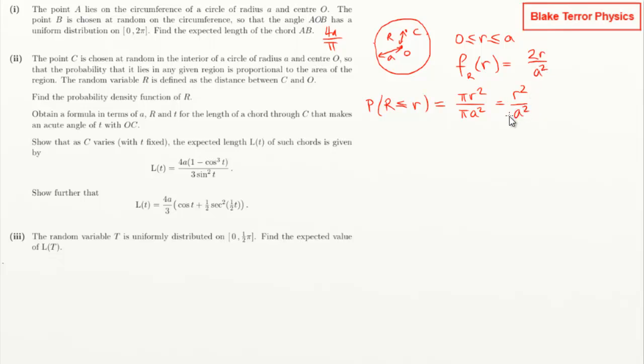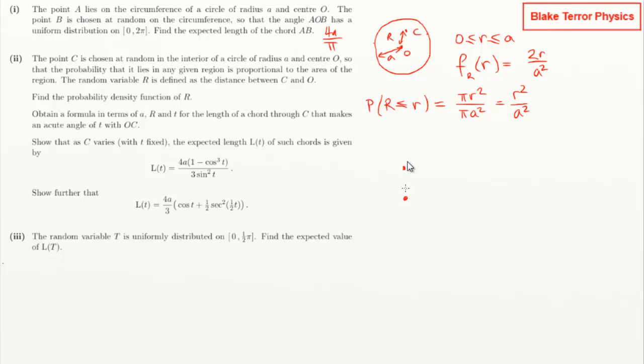Okay, right, obtain a formula in terms of a, capital R, and t for the length of a chord through C that makes an acute angle T with OC. Right, so we've now got a, R and T, the chord through C that makes an acute angle T with OC. So let's zoom in a bit on this.